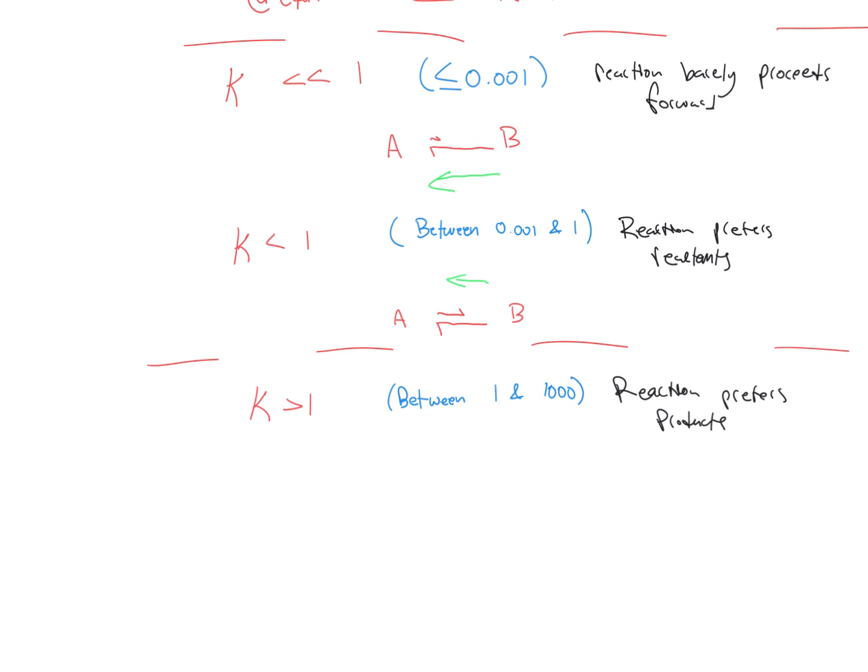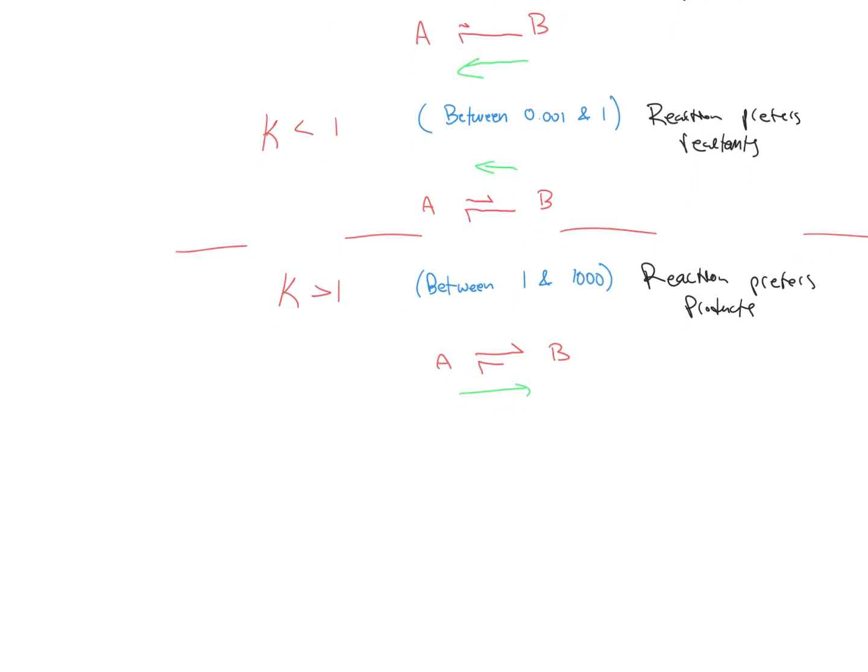So again, in our scenario of A transforming into B, what this says is this top arrow is going to be larger than this bottom one, but not extremely large, and the reaction prefers to go forward. The last scenario, of course, is if K is significantly greater than 1. And similar to the previous case, this is basically greater than or equal to 1,000. Right? If your equilibrium constant is greater than or equal to 1,000, the reaction basically goes to completion.